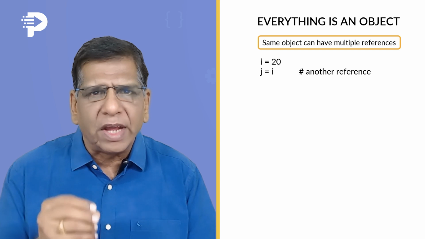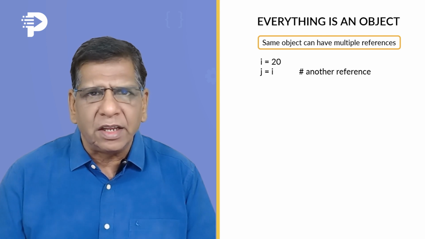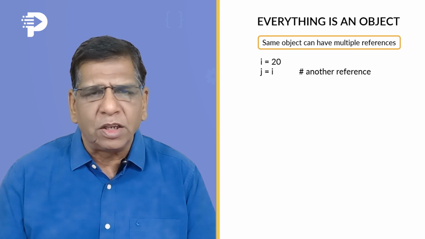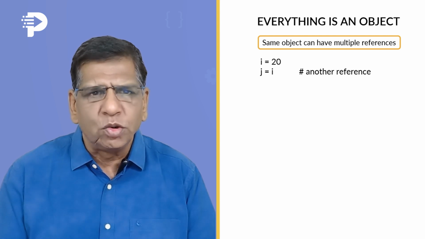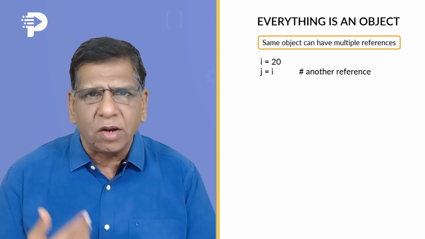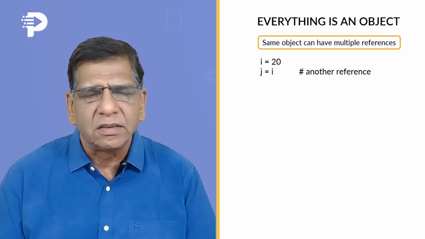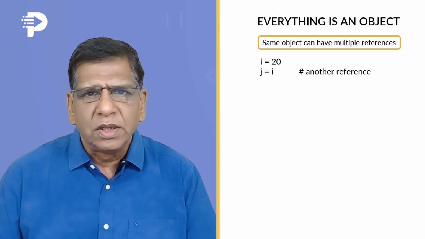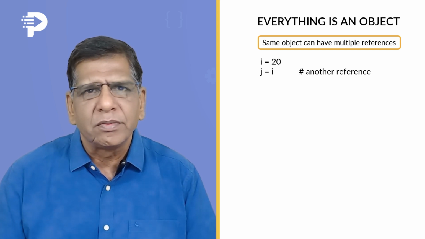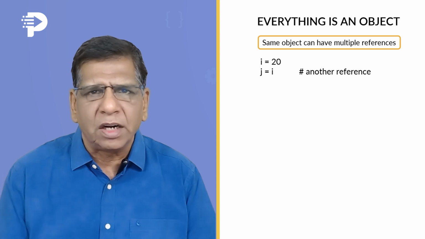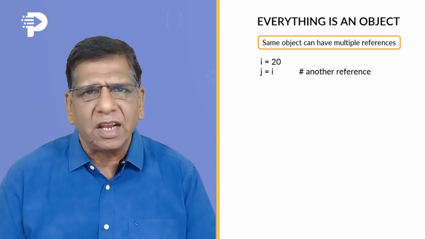If you print out the addresses present in i, j and k, which you can do by making use of the built-in function called id, you will find that i, j and k all report the same addresses, which goes on to prove that the same object can have as many references as you wish. So one object and multiple references is very much a reality.